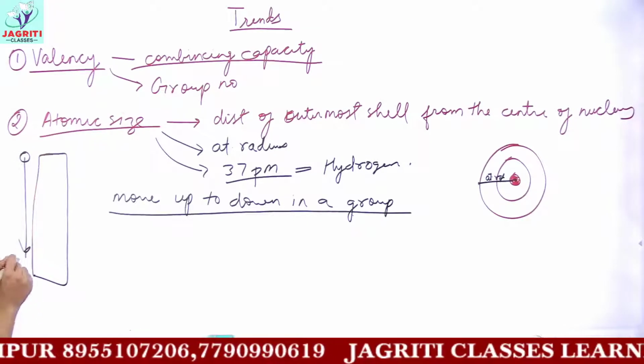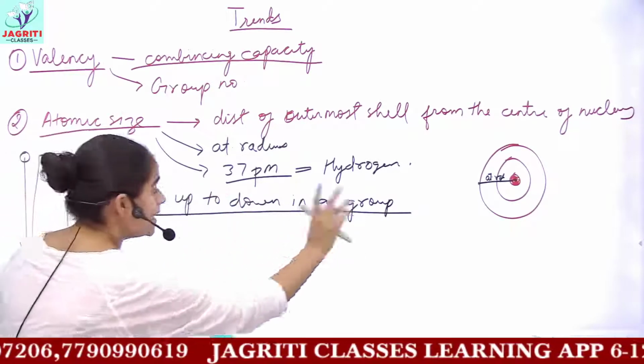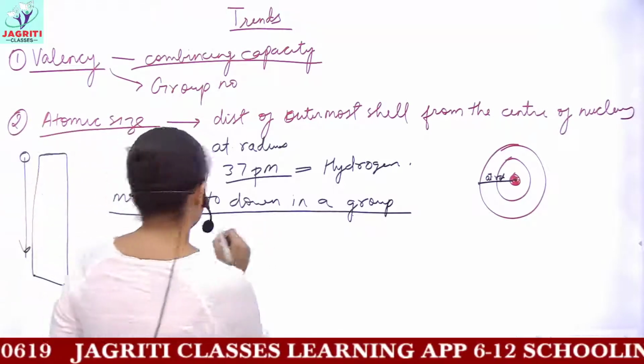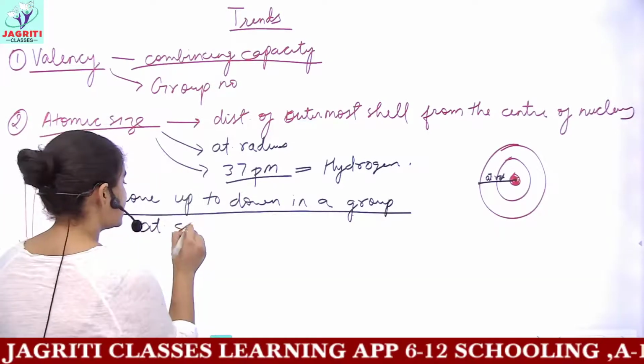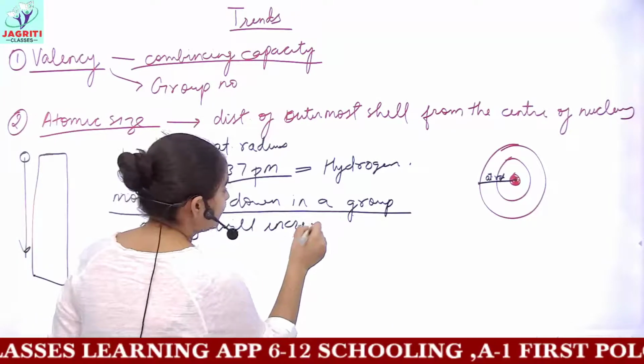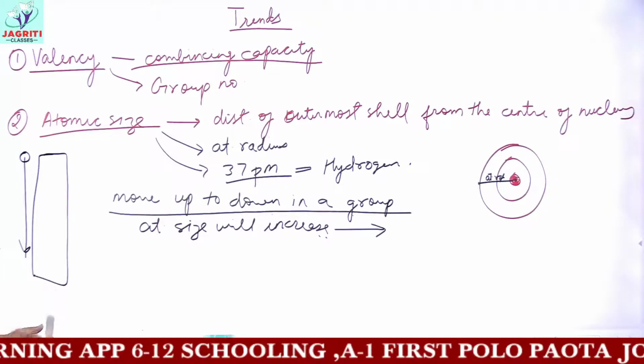Then you know that on moving from upside to downside in a same group, atomic size will increase. And what is the reason for this? Because the number of shells will increase.